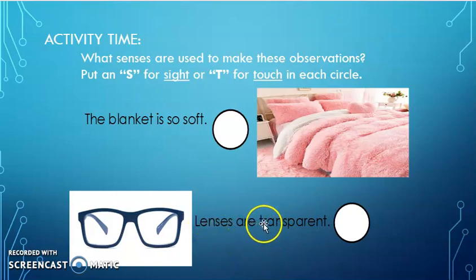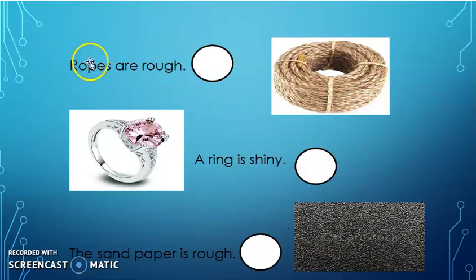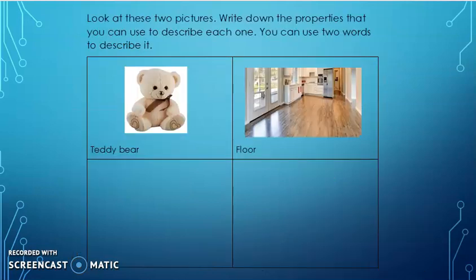Next, lenses are transparent. Ropes are rough. A ring is shiny. The sandpaper is rough. Okay, I guess we need to move on to our next activity.